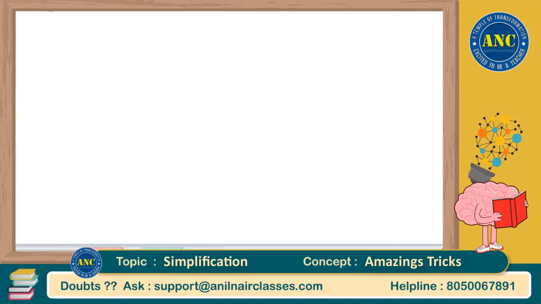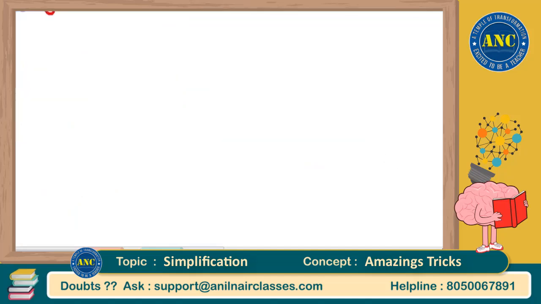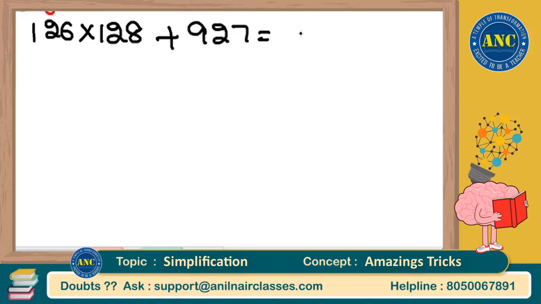If you are a little smart, digital sum itself is a smarter approach. Unit digit elimination, which I will not use for this question, is another smarter thing. But if you are a little more smart, you can directly mark the answer within 1 or 2 seconds. How is that possible? 126 into 128 plus 927 is equal to question mark plus 215 whole square, right?